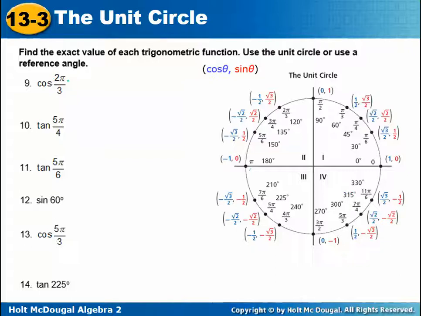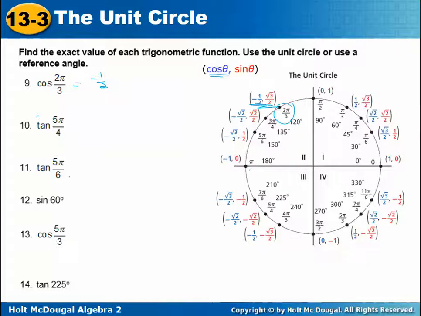So let's look at number 9. It says, find the cosine of 2 pi over 3. Well, as soon as I see the pi, I know this is in radians, so I use the outer parts where they're in radians, and I just look for 2 pi over 3. Here it is right here. Now, the first part of this coordinate is the cosine, so all I have to do is say that this is negative 1/2.